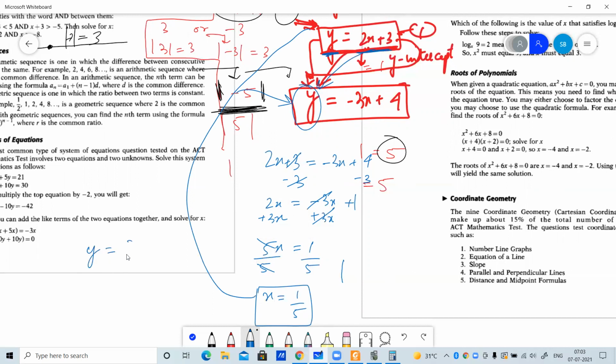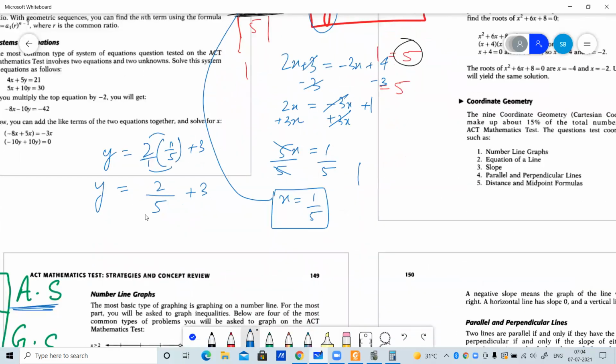y equals 2 times x, which is 1 over 5, plus 3. Or y equals 2 times 1 over 5, that means 2 over 1 times 1 over 5. A fraction is multiplied with a fraction, so you multiply 2 with the 1 and you multiply 1 with the 5. That's 2 over 5 plus 3.